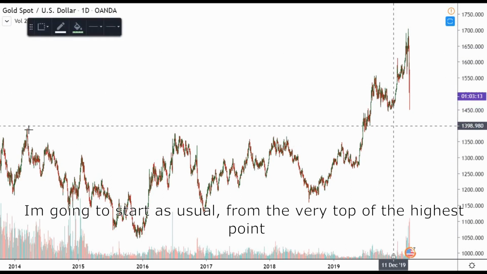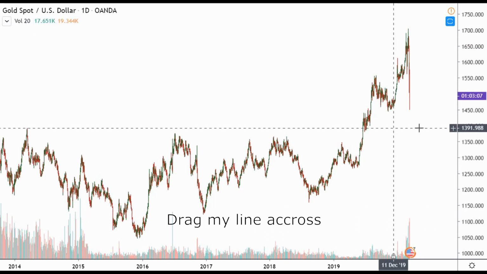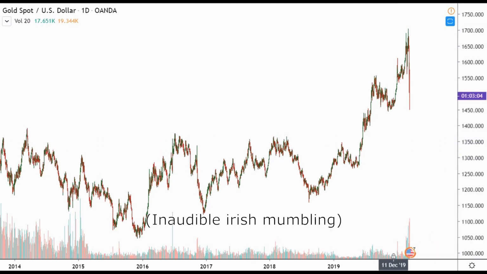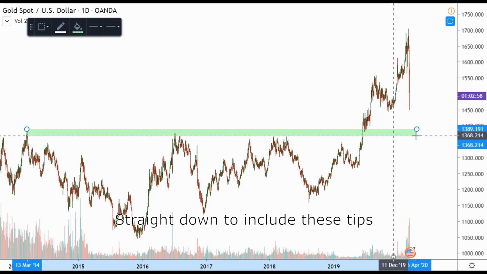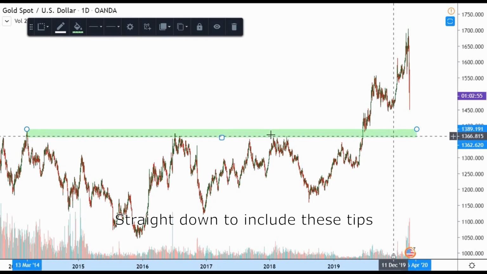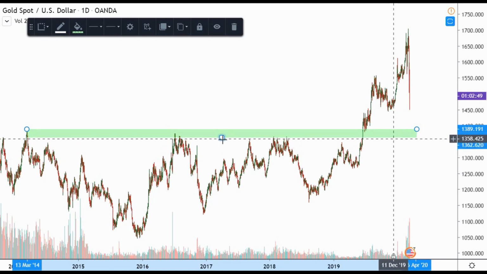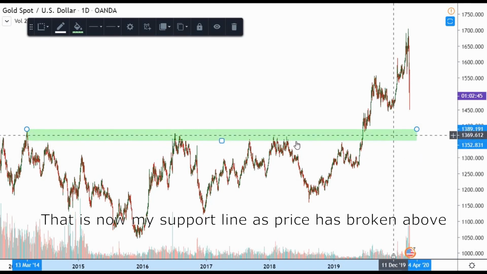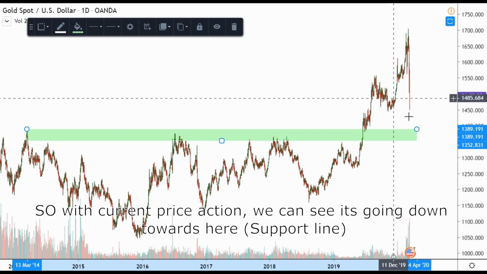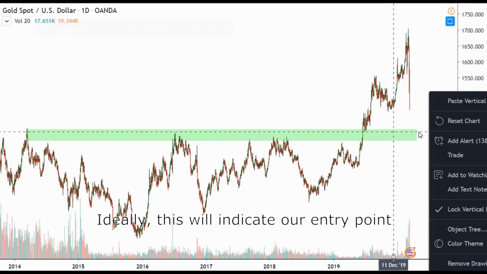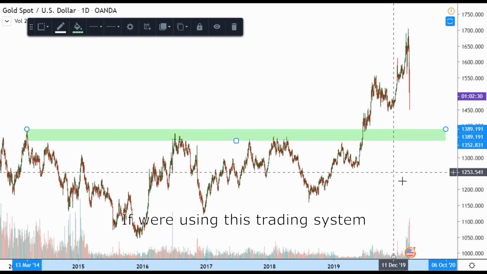So I'm going to start as usual at the very top of the highest point, drag my line across, straight down just to include these tips. That's where the majority of the price action happens. So that's going to be my support line now that price has broken above. With current price action, we can see it's heading down towards here. Ideally, this would indicate our main entry point if we're using this trading system.